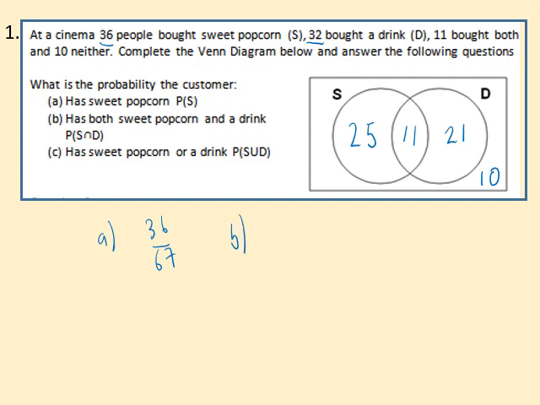For B, has both sweet popcorn and a drink. So it's been helpful here. We've had it in words and we've got it as A and D. That's going to be our middle section, which is 11 out of 67. And C has popcorn or a drink. That's our three numbers in the circles added together. So we've got 57 out of 67.